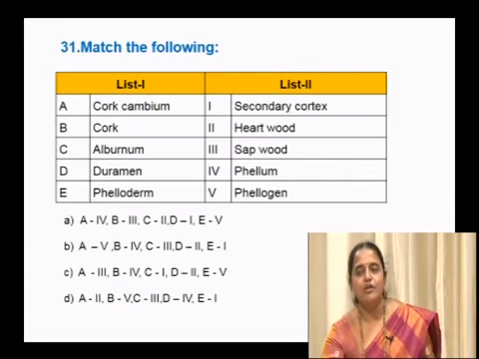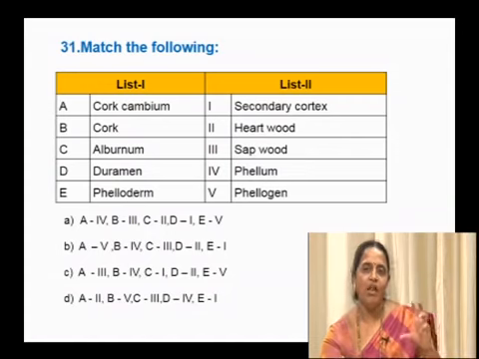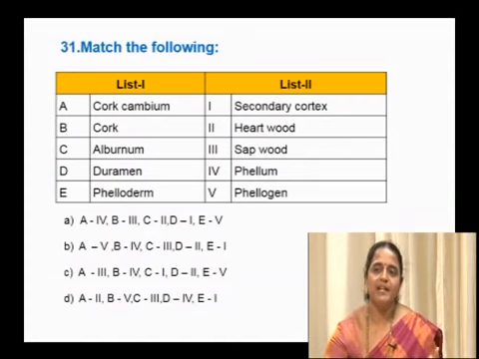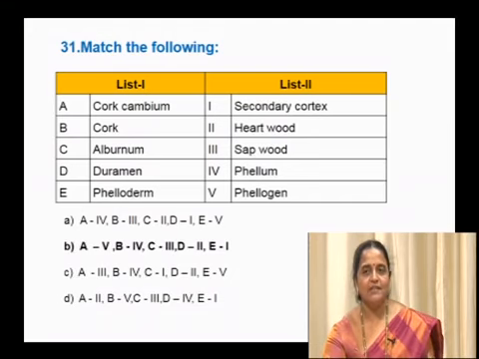If you look at the two columns, cork cambium, cork, alburnum, duramen, phelloderm, these all are the layers which develop in the dicot stem during secondary growth. Cork cambium is phellogen. Cork is phellem. Alburnum is sapwood. Duramen is heartwood and phelloderm is secondary cortex. So, the correct option is B.